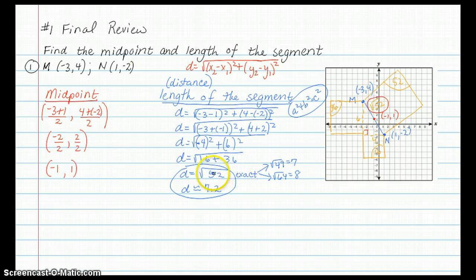And then we know that the square root of 52 is between the square root of 49 and the square root of 64. The square root of 49 is 7. The square root of 64 is 8. So the answer is going to be a little bit closer to 7 because the square root of 49 is closer to the square root of 52. And when we plug it into the calculator, d is approximately 7.2.